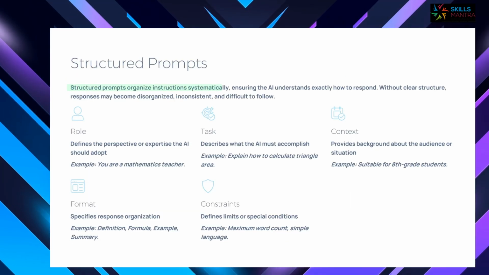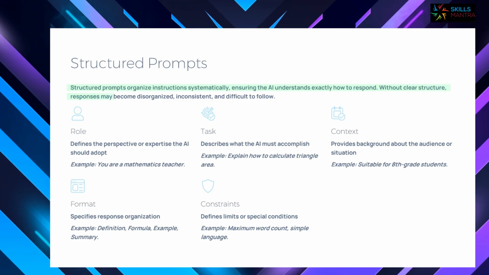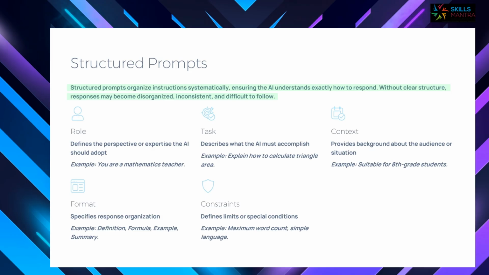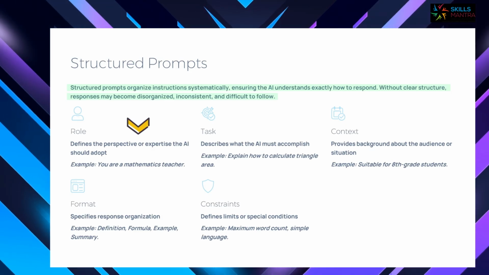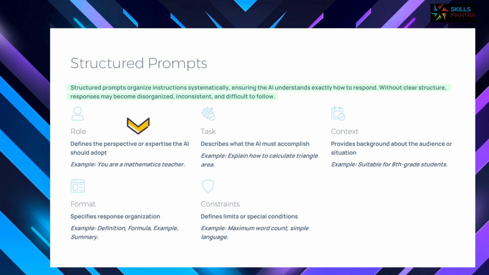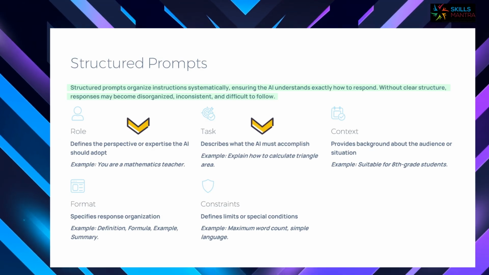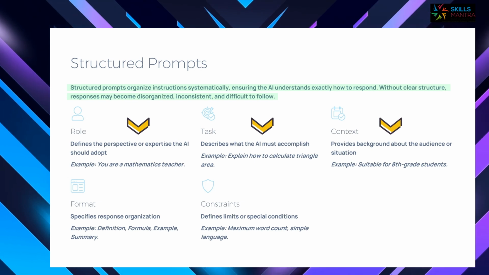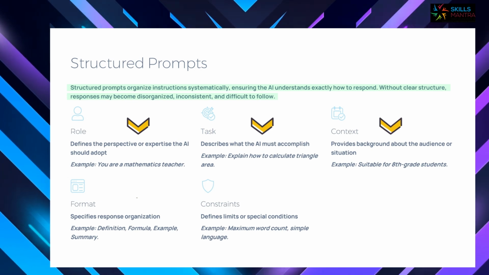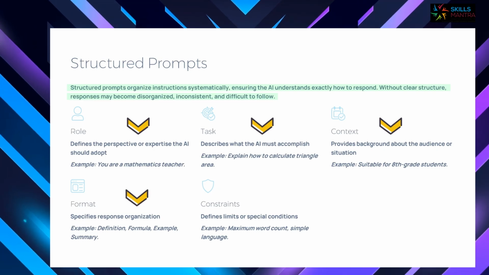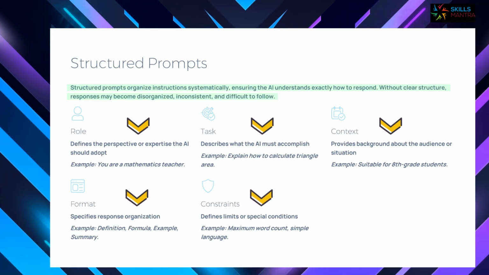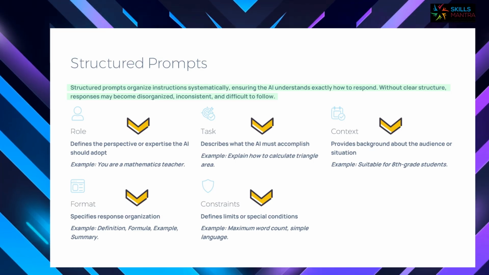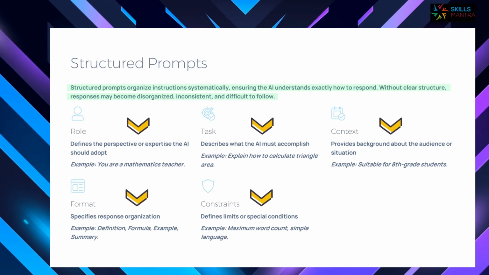Structured prompts organize instructions clearly. Without structure, AI responses can become disorganized and inconsistent. A structured prompt typically includes several components. Role defines the perspective the AI should adopt. Task describes what the AI must accomplish. Context provides background information about the audience or situation. Format specifies how the response should be organized. Constraints define limits such as word count or language style. Using these components ensures that the AI clearly understands how to respond.